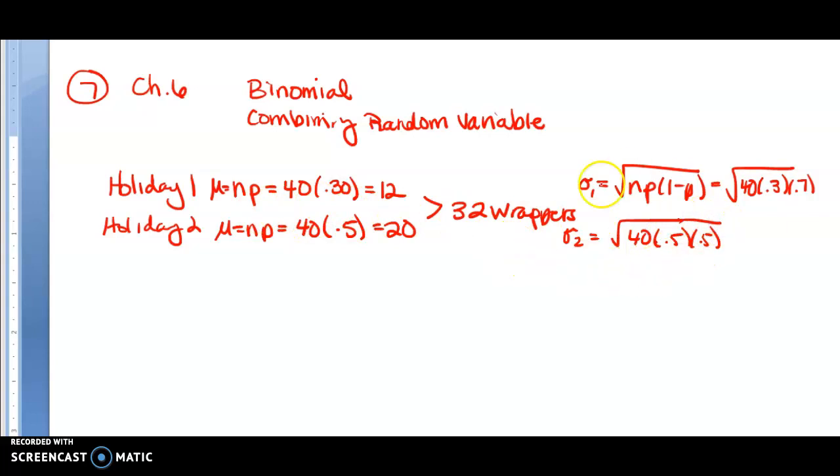But if you want to find their combined standard deviation, you have to add their variances and then square root it. And so when you do that, you get the 4.29. And that's why your answer to number 7 is letter C.